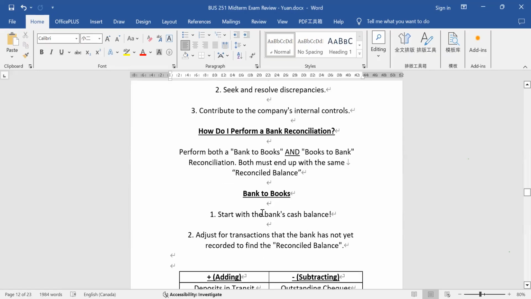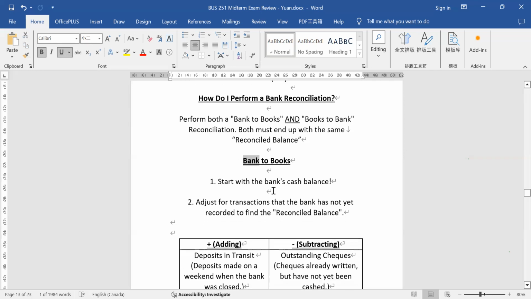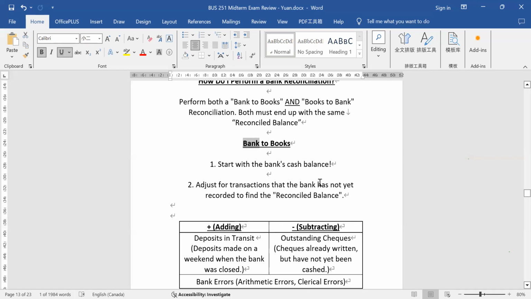Okay, so how can we perform a bank reconciliation? We have to perform both bank to books and books to bank reconciliation. And both of these must end up with the same adjusted cash balance. So we can start talking about the bank to books. When you see banks in the very beginning, it means you are standing from the perspective of banks. So you have to start with the bank's cash balance, right?